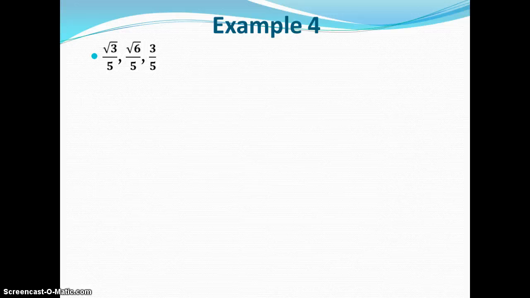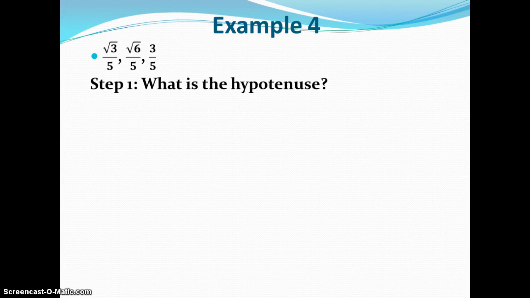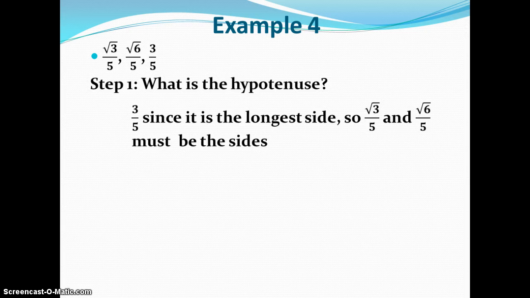Example 4, we have the square root of 3 over 5, square root of 6 over 5, and 3/5. So step 1, we want to find which one is the hypotenuse. 3/5, since it is the longest side or the greatest number. So the square root of 3 over 5 and the square root of 6 over 5 must be the sides.